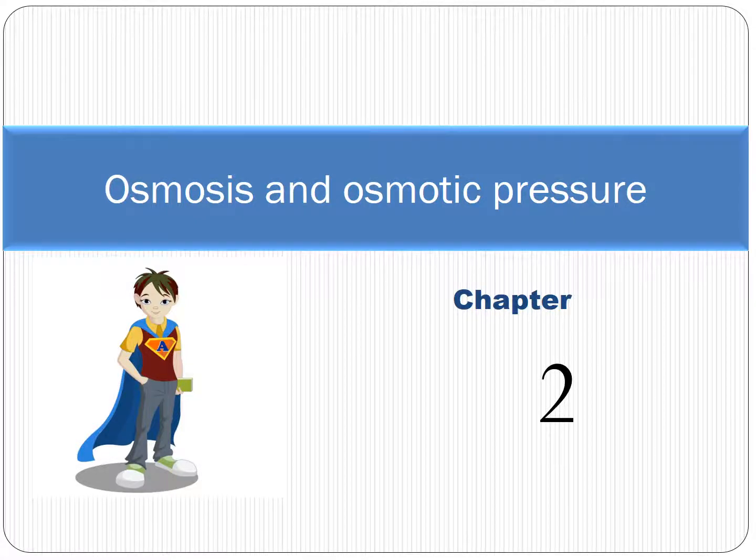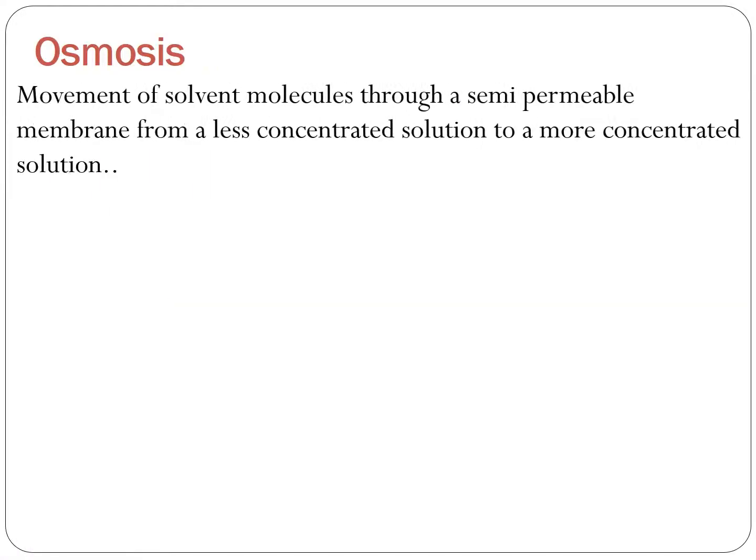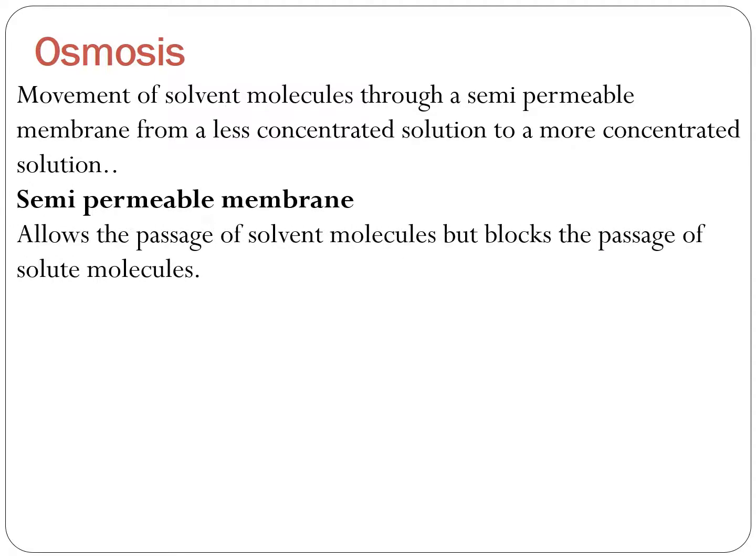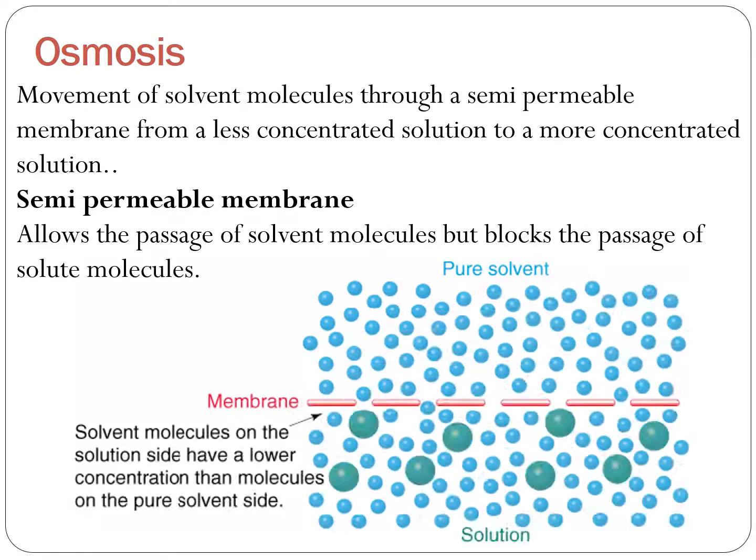Osmosis and osmotic pressure. Osmosis is defined as the movement of solvent molecules through a semi-permeable membrane from a less concentrated solution to a more concentrated solution. The must condition for this is the presence of a semi-permeable membrane, which allows the passage of solvent molecules but blocks the passage of solute molecules.